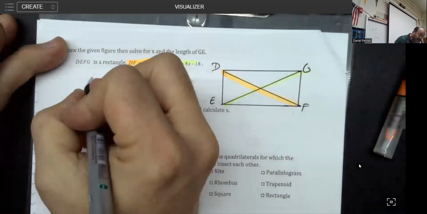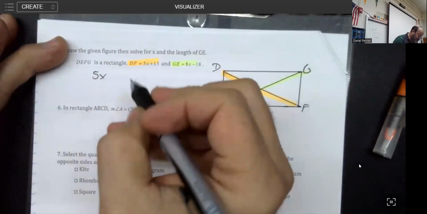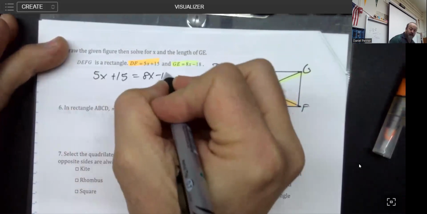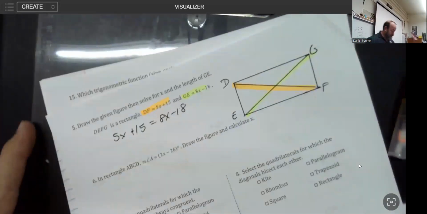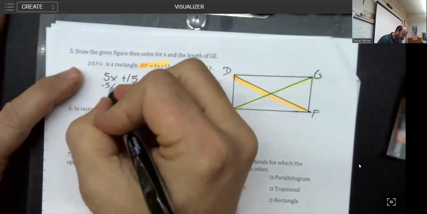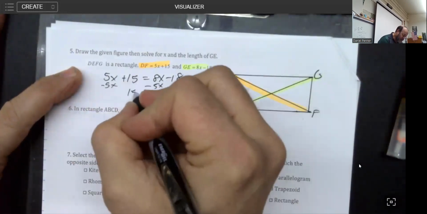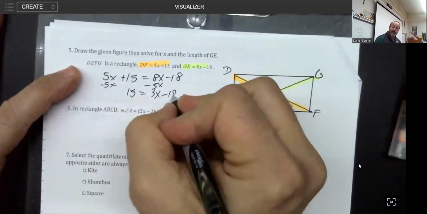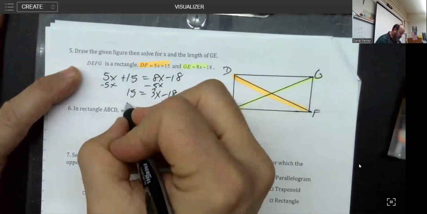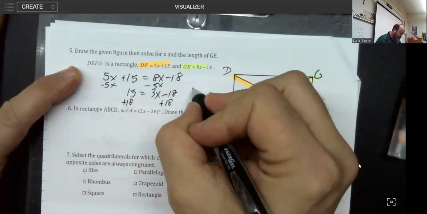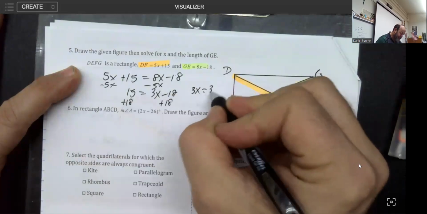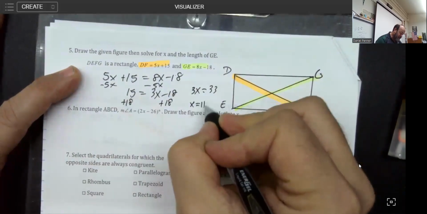So we're going to go ahead and say that 5x plus 15 is going to be equal to 8x minus 18. Move the camera over a little bit. And so if we were to subtract 5x, we could say that 3x minus 18 is 15. We could add 18 to both sides, as we've done many times. I mean, just this kind of quick stuff that we do, those cancel. So 15 and 18 make 33. And I found x is 11.